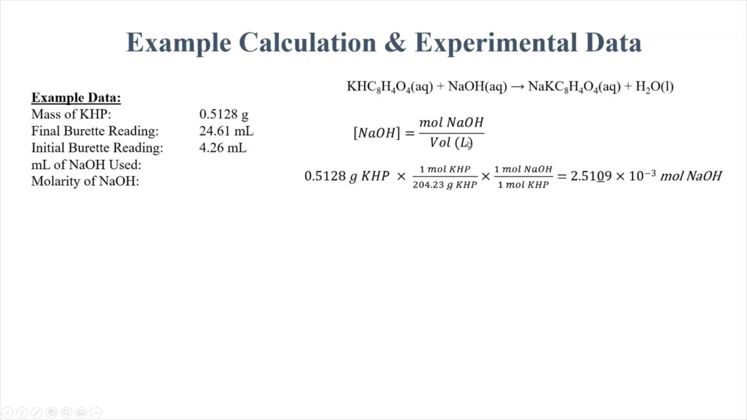The first part is to get the moles of the NaOH, and to do that, we take our 0.5128 grams of KHP, and we have to convert that to moles doing stoichiometry. So we're going to divide this by the molecular weight of KHP, which is 204.23 grams. That's going to get us to moles. And then the most important thing is at the equivalence point, we know that for every 1 mole of KHP, there's 1 mole of NaOH. So we get 2.5109 times 10 to the minus 3 moles of NaOH.